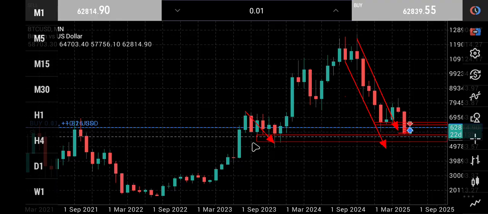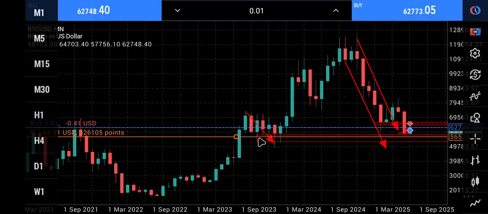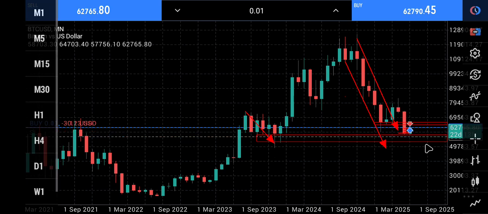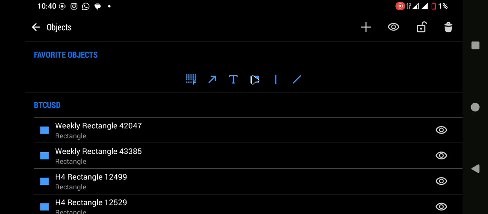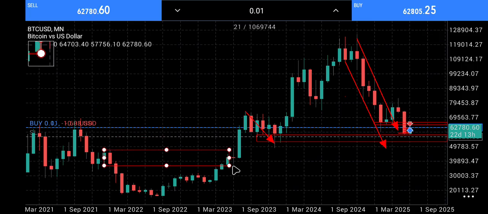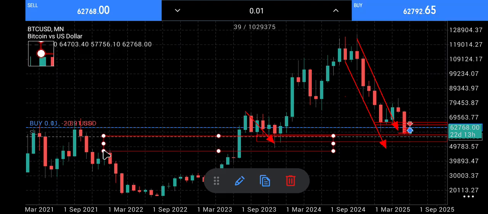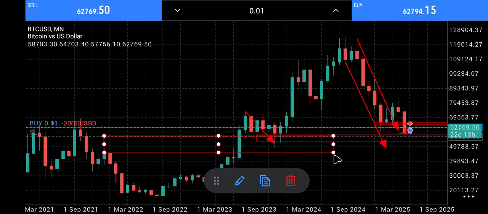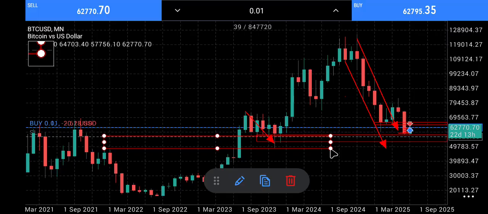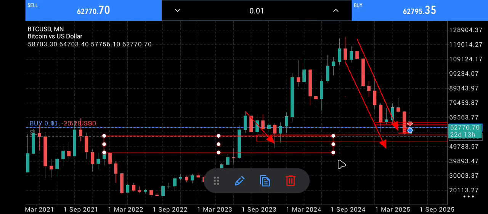And I can even extend this support level. As you can see here, we have this resistance area that is coming into my support level, and turning the support level into a resistance line.